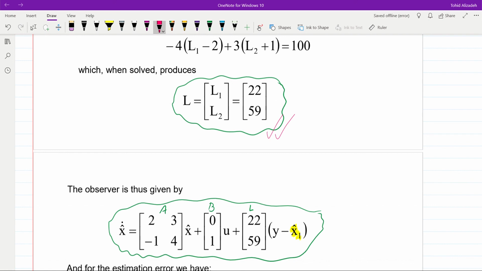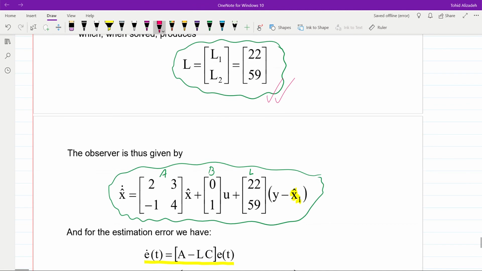Alright, so I think that's all for this video. I hope you have learned what the observer is, how the observer could be designed, and in which cases we can design the observer. We need to have the system completely observable.